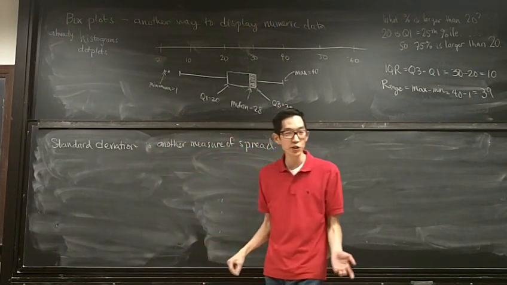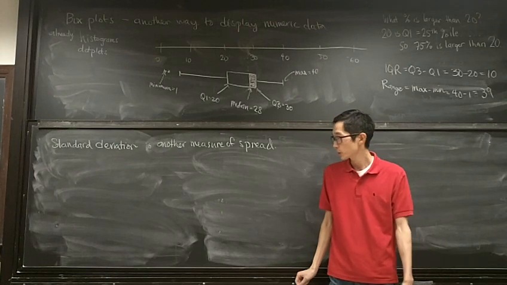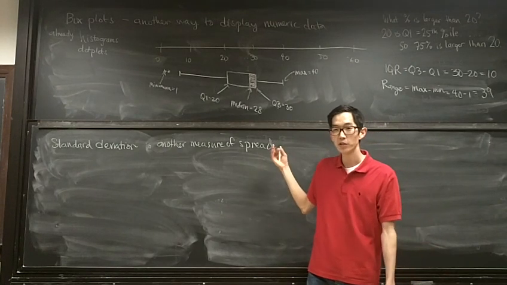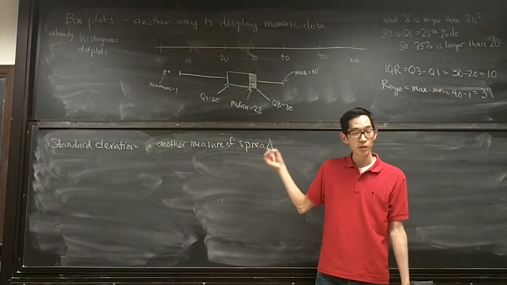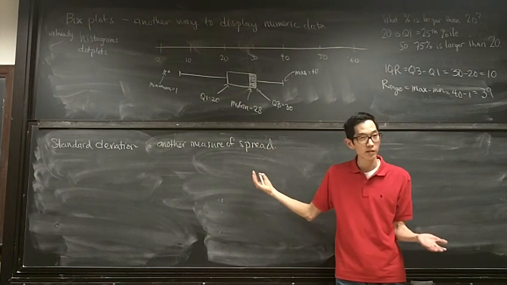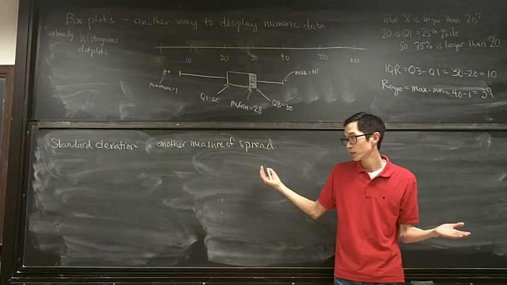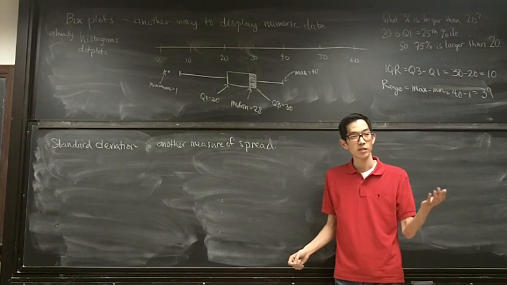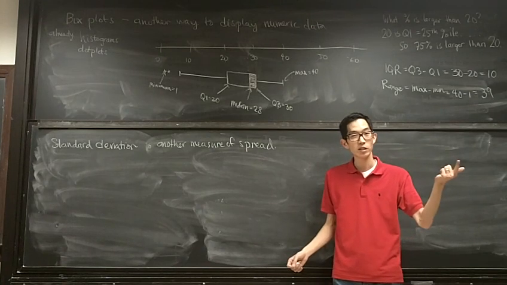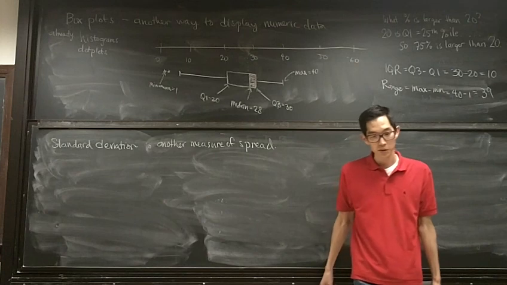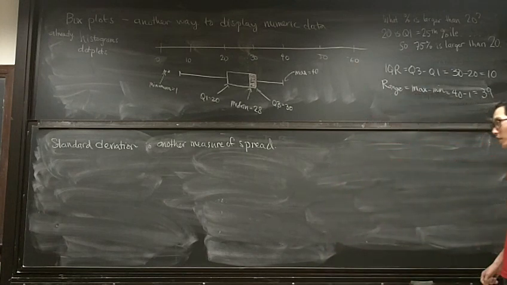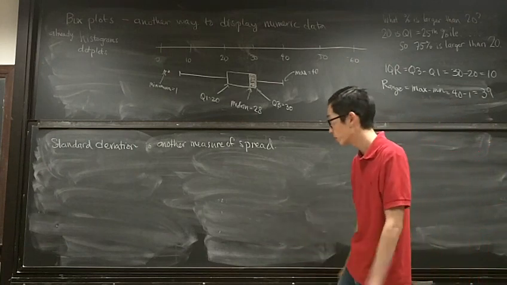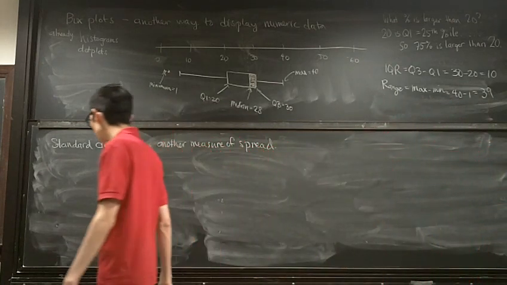Alright, don't shout out the answer, but I want you to think what the answers might be. We've already learned two measures of spread, two ways to summarize spread. Think of what they are. The range is one and the IQR is the other. I heard someone say box plot. That's not a measure of spread. That is a graphic display, a way to summarize numeric data.